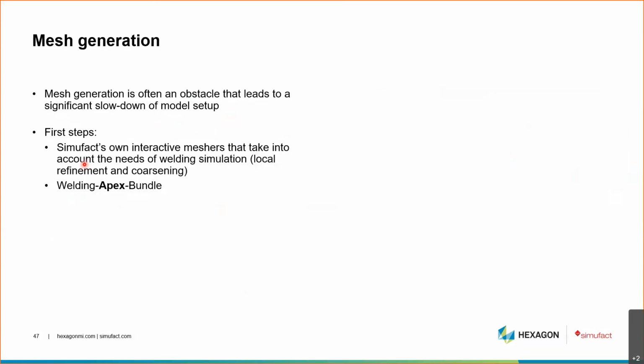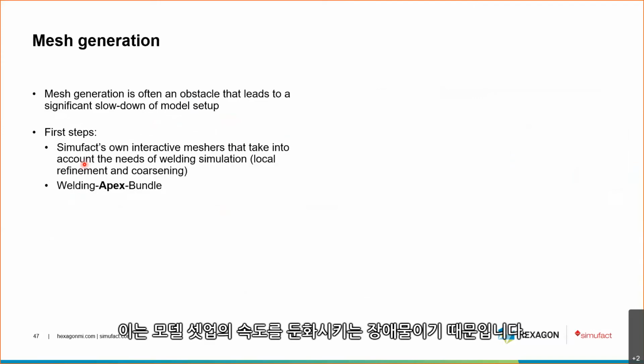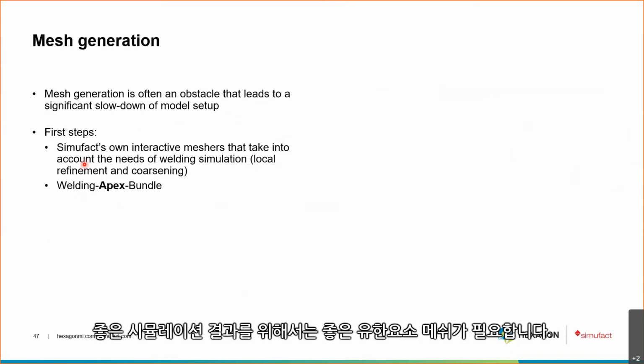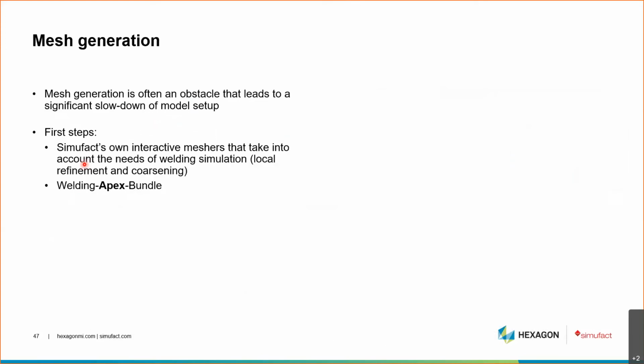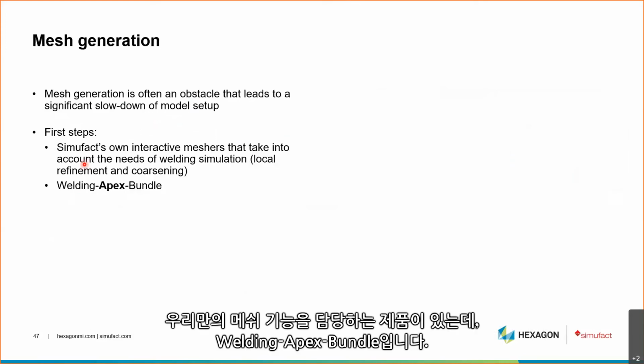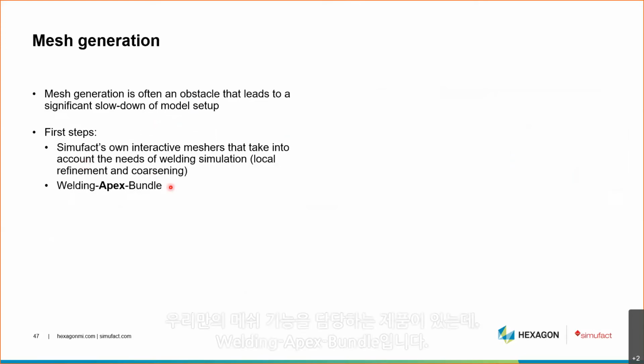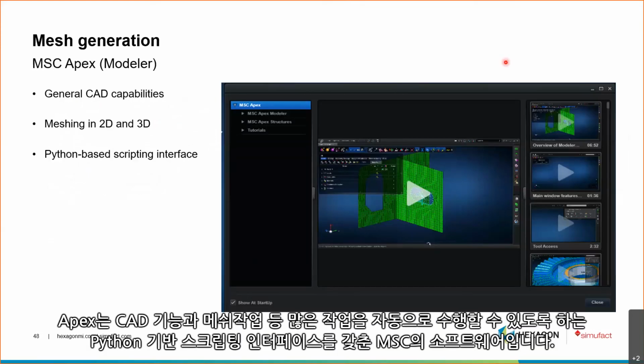The next pain point or the next challenge is the mesh generation. It is often an obstacle and leads to a significant slowdown of model setup. So you need a nice finite element mesh to be able to do good simulations. So we have our own measures. We have the welding Apex bundle. Apex is an MSC tool with CAD capabilities, meshing, and also a Python-based scripting interface that allows you to do a lot of things automatically.